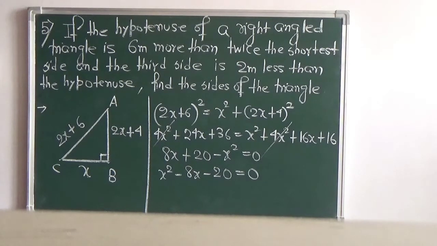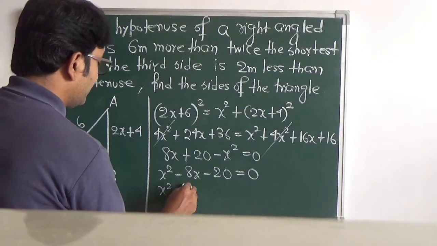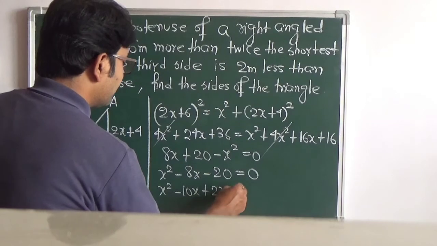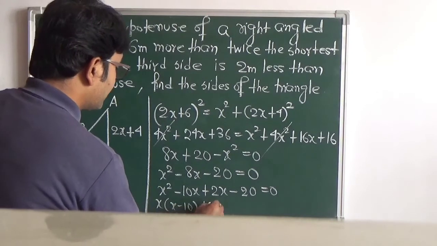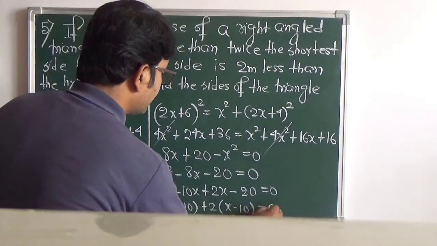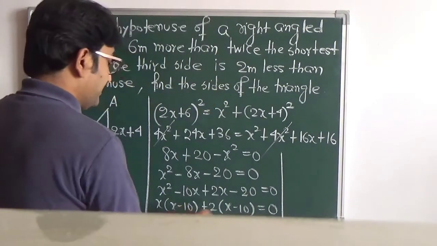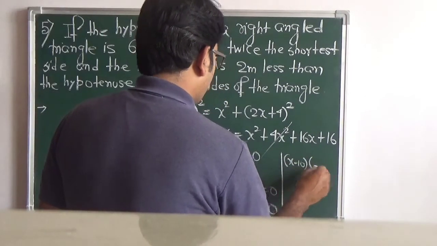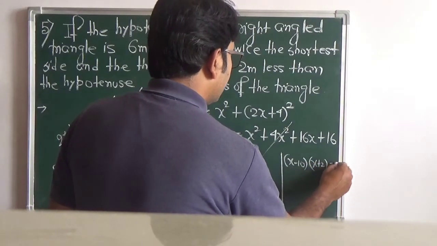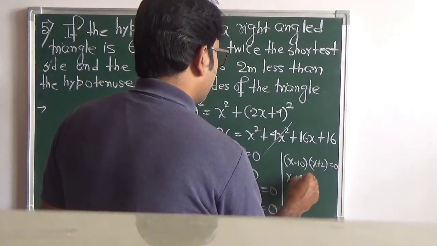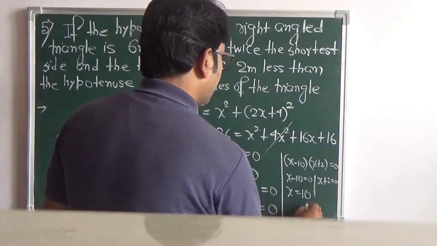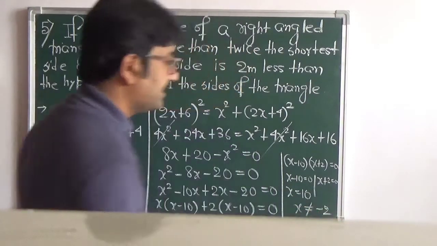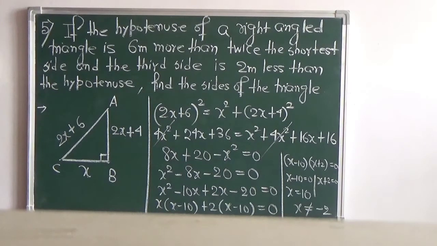break this, so we can have x square minus 10x plus 2x minus 20 equals 0. If we take x common, x minus 10 plus 2 common, we have (x minus 10) into (x plus 2) is equal to 0. So x minus 10 is equal to 0 and x plus 2 is equal to 0. So x equals 10, and we cannot take x equals minus 2 since it is negative and the length of the side cannot be negative. So ignoring the negative sign, we have the value of x as 10.